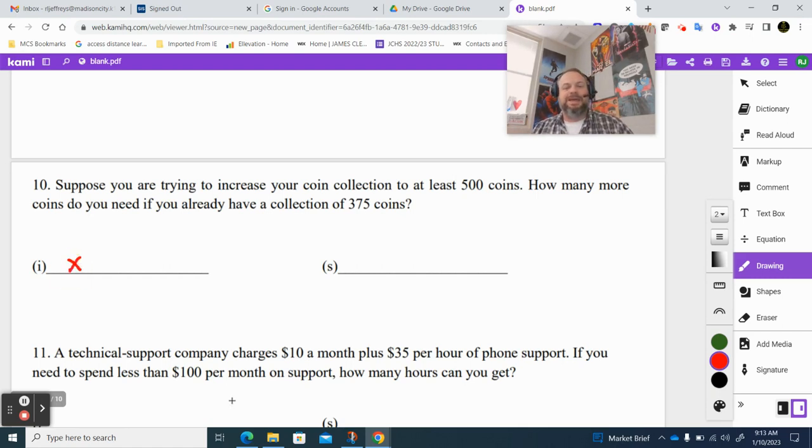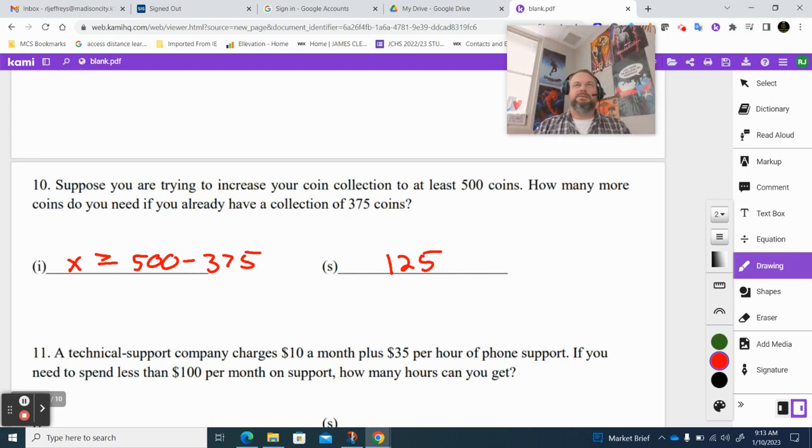So it has to be at least. That means that's the smallest it can be. This would be 500 minus 375. Okay. This one's already set up. Some of y'all would already be thinking, oh, I've got this many. I need this many more. Okay. Which would be 125 coins.